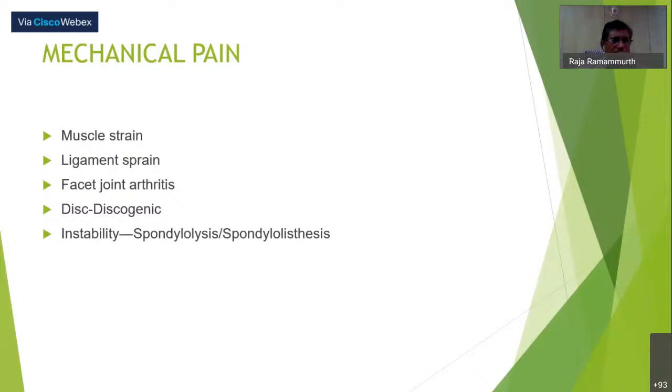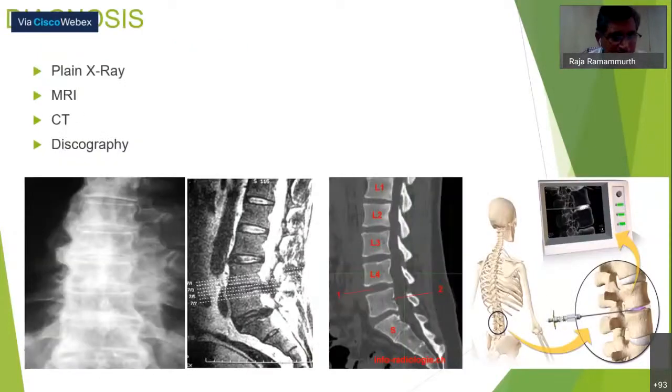Already we explained to you spondylolisthesis, and the other condition, which is called spondylolysis. Now, let us get into the diagnostic procedure, how we can do the diagnosis for low back pain patients. Here, you can see I've made an individual diagram of each diagnostic procedure.